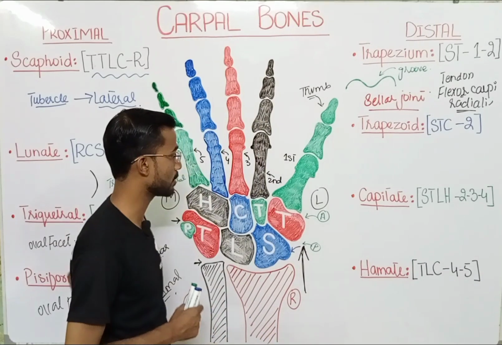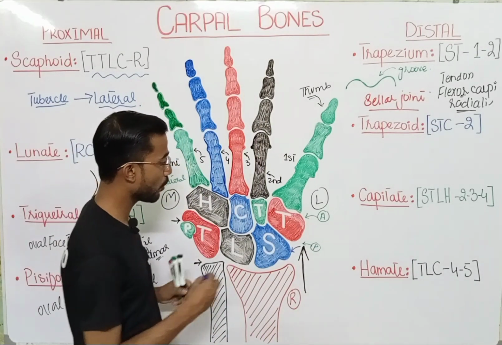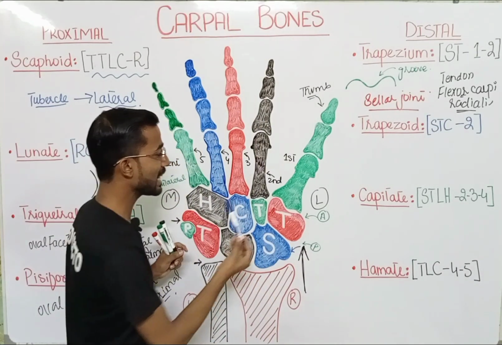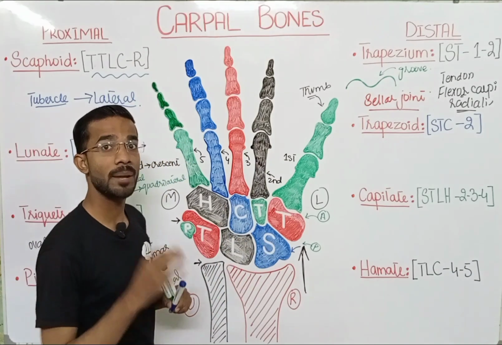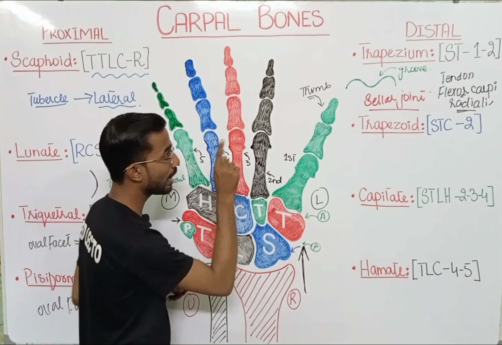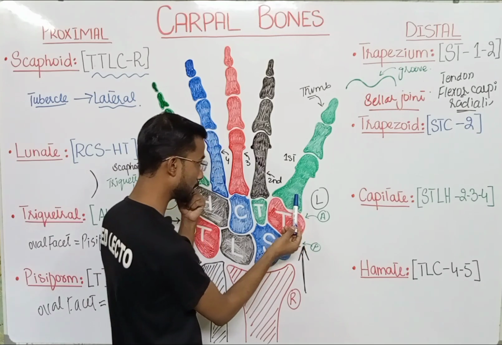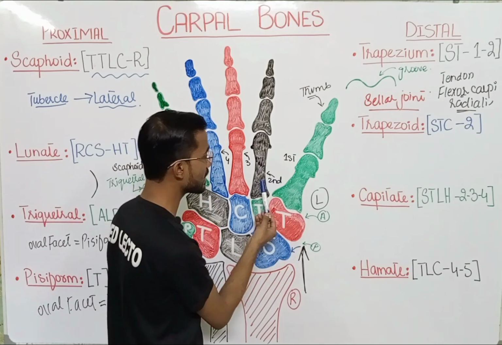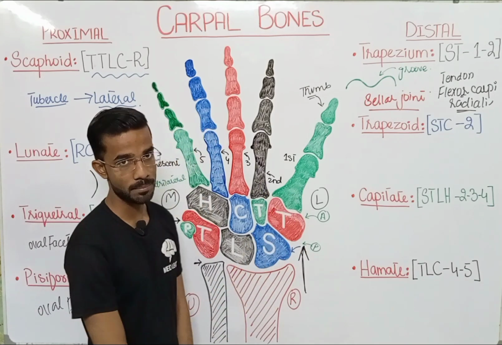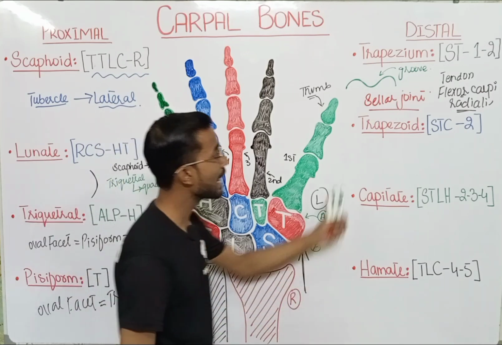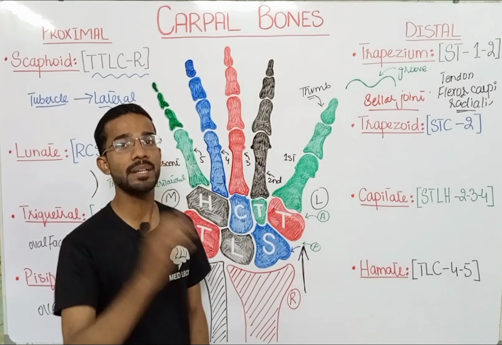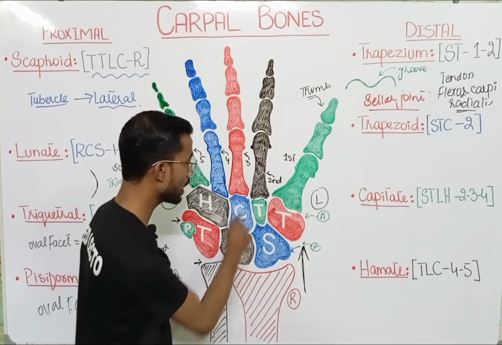And the important bones that will attach to the trapezium, you will remember it by the ST12. What does it mean? It means S for scaphoid, T for trapezoid. Okay. And 1-2 means that the first metacarpal and the second both will attach to the trapezium bone. Okay.